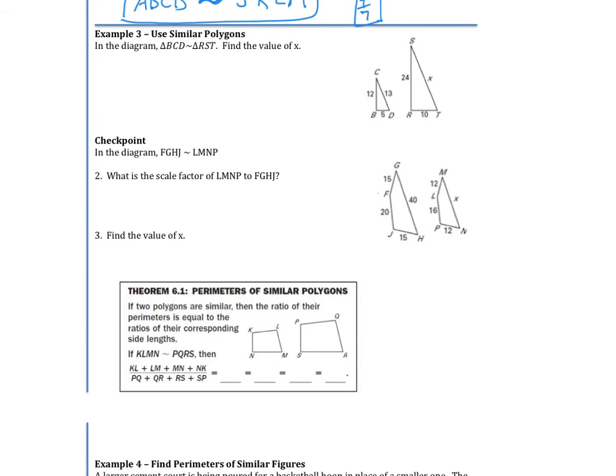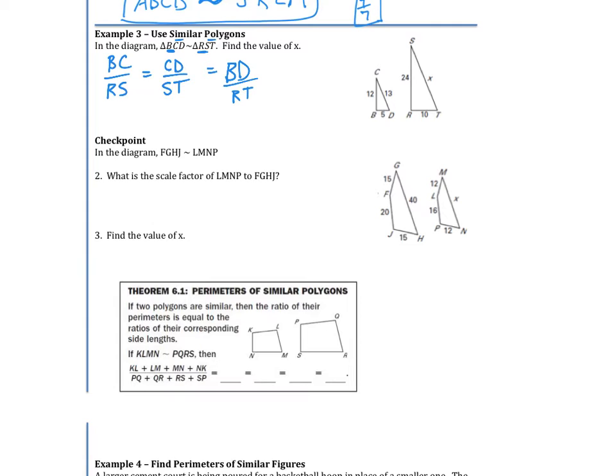Example 3. In the diagram at the right, triangle BCD is similar to triangle RST. Find the value of x. So first, what matches up with BC? That will be RS. So BC over RS equals CD over ST, again, because CD and ST are corresponding, and that equals BD over RT.